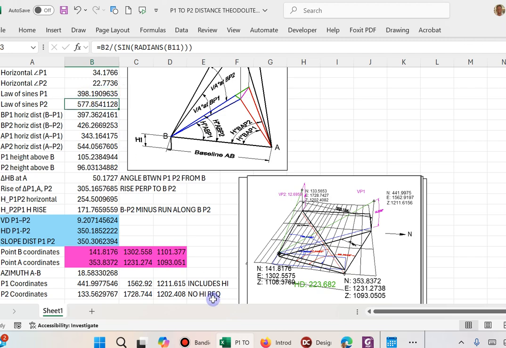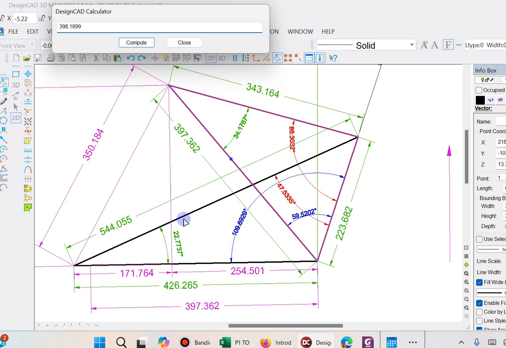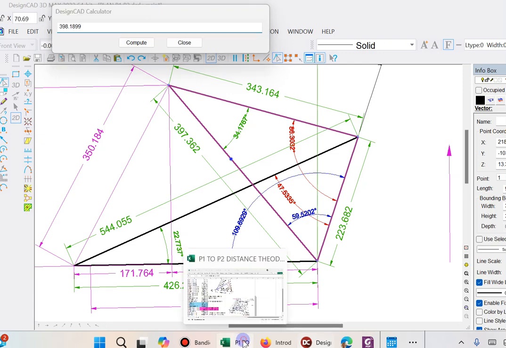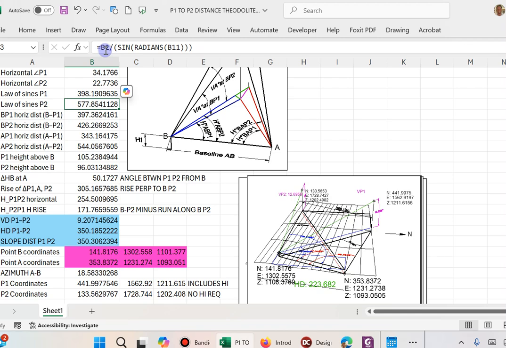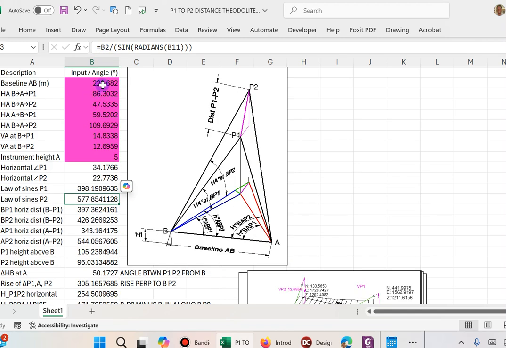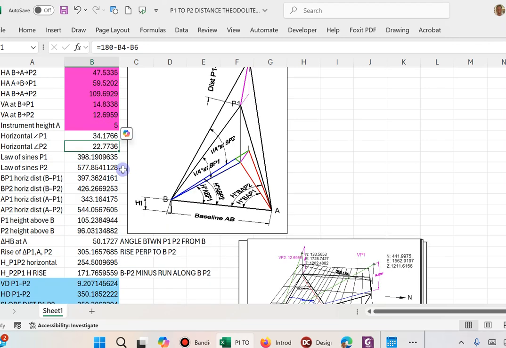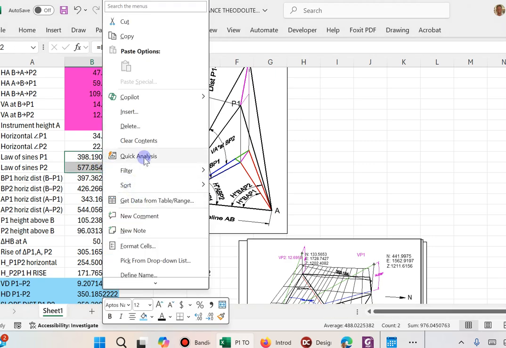And you're going to do the same thing over here with this one. You're going to go 223.682 divided by the sine of 22.773. That's what this is, right? And if you look at there, B2, which is the baseline, divided by sine, and here you have to say sine radians of B11. B11 is 22.7736, okay? So that's how you get those two numbers. Those are kind of like, let me highlight those. Those are your ratio, right? So let's do that.